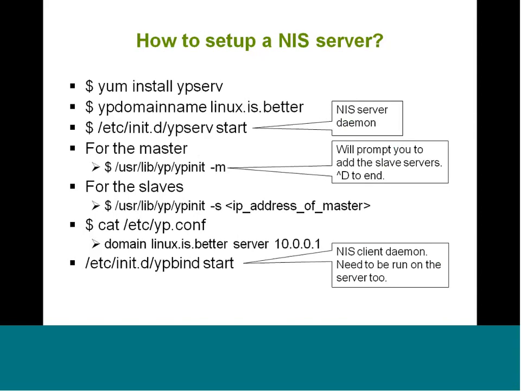So the ypserv start essentially starts the NIS server domain, and when you give the master command, that will prompt you to add the slave command, and Control D is to end. And then finally, the NIS client daemon itself is started by the ypbind command, and this needs to be run both on the server side as well as the client side.